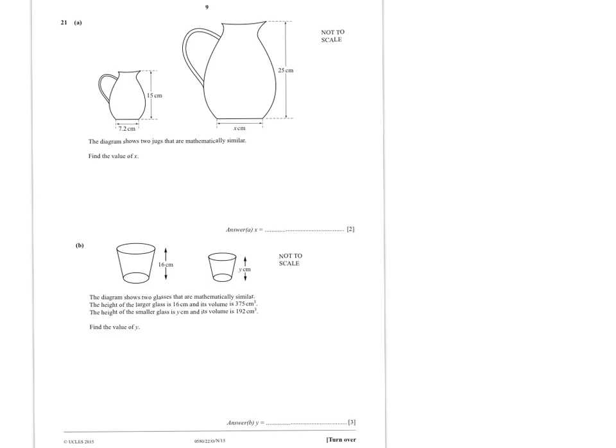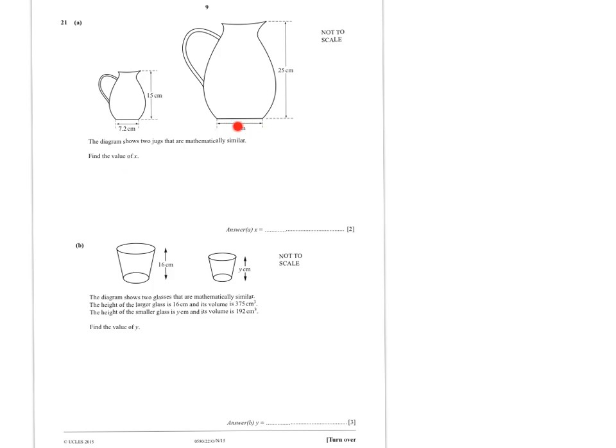Question 21, clearly a question about similarity. Look at these two jugs. They're mathematically similar, they say. And what is similarity? It means corresponding angles are the same and corresponding sides are in proportion. One is an enlargement of the other, if you like. Find the value of x.